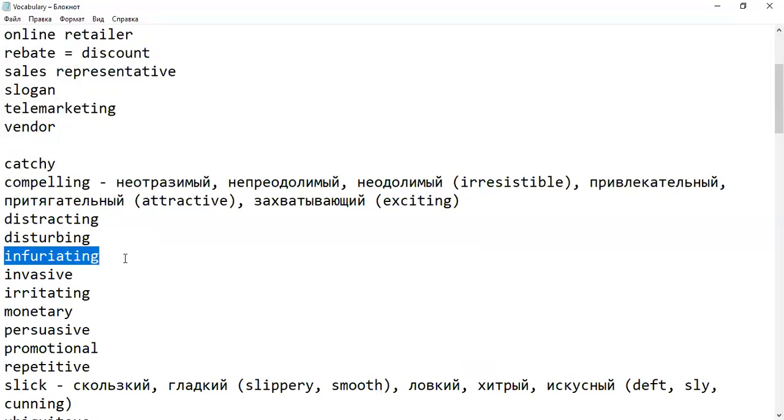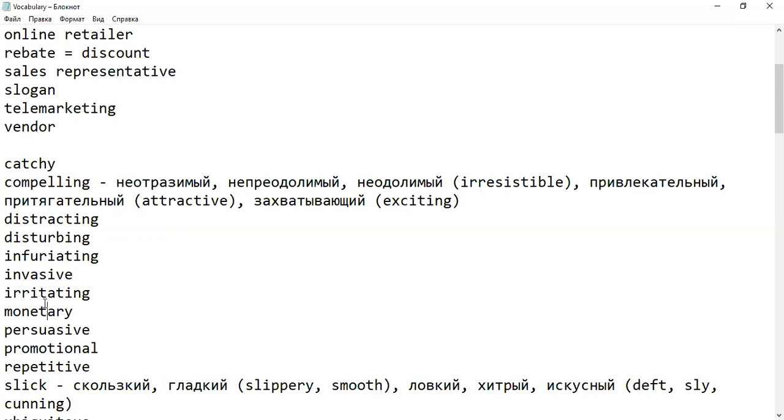Infuriating, if you know the word furious, furious means very angry. So infuriating, this is something that makes you very angry. Then invasive, it's also kind of persistent, so to say. Then irritating, it's something that makes you annoyed, something makes you angry, something irritates you, like the constant noise when your neighbors are doing the DIY, they're drilling something or using a hammer. So it's usually this kind of sound is irritating.